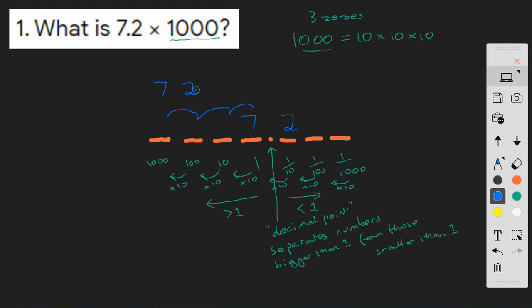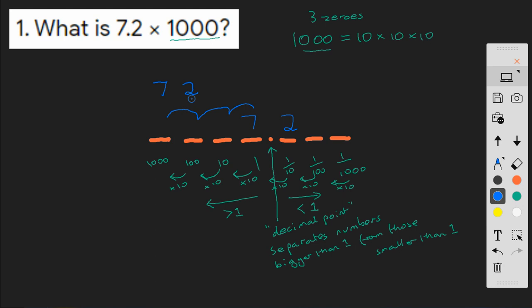3. So my 7 that is in the ones column is now in the thousands column, 7,000, and that makes sense, doesn't it? 7 times 1,000 is 7,000. Makes sense. And our 2 has moved from the tenths column 3 columns along to the hundreds column.